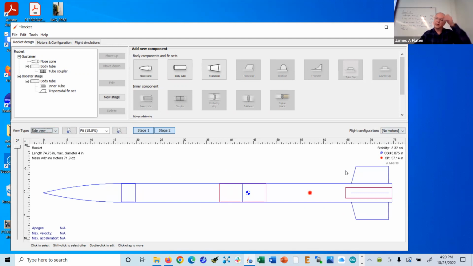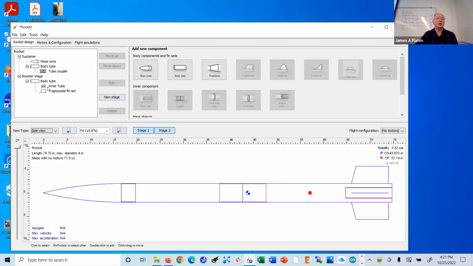And how am I doing on my stability? Right now I have 3.32 calibers. Is that reasonable? That's okay, but I don't have a motor in there. It might get worse when I put a motor in there. Let's finish some parts here before we put a motor in there. What else do I need? Help me out. Yeah, let's put some centering rings on that motor mount.